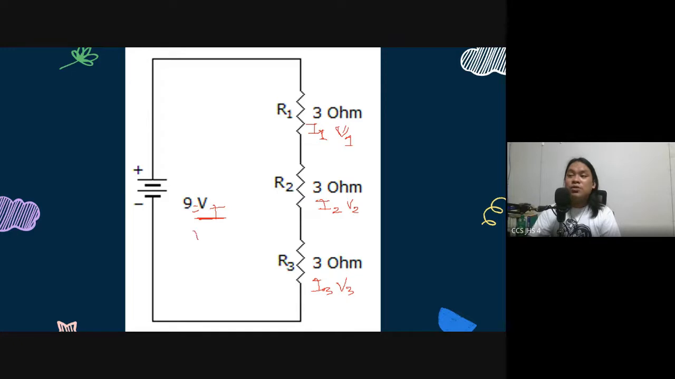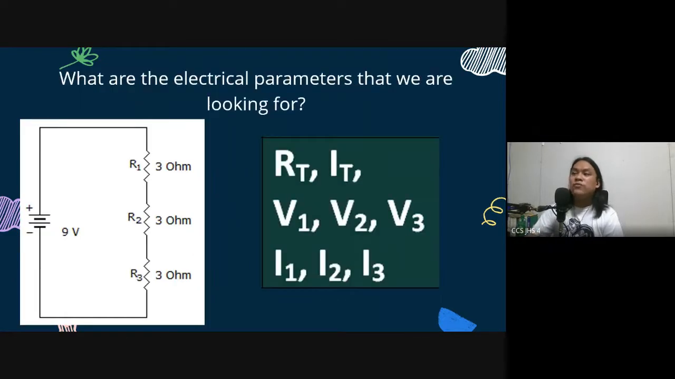Okay, very good. We also have total resistance and total current. So the missing parameters that we need to solve are total resistance, total current, V sub 1 or voltage 1, V sub 2, V sub 3, I sub 1, I sub 2, and I sub 3. Okay? So mao na ang atong pangitaon. Sige, let's start answering now.